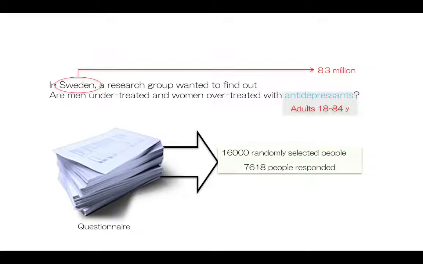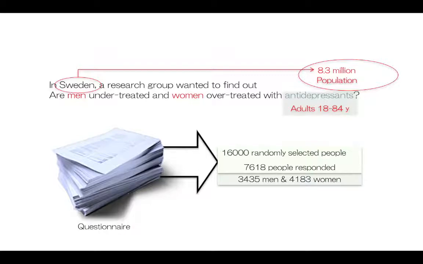With the focus on gender, 3,435 men and 4,183 women were among respondents. So, if the population of interest is 8.3 million people, the sample will be 7,618 of them so far.